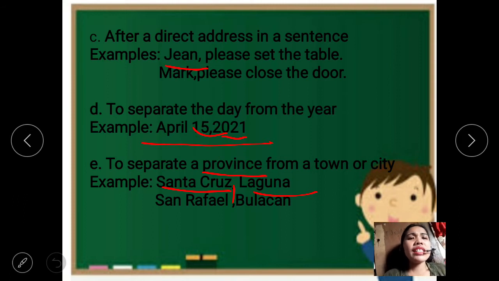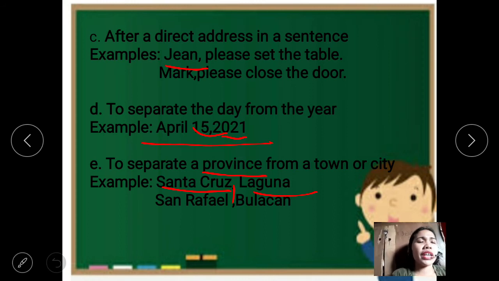Ayan. Next, to separate a province from a town or city. Okay, so para malaman kung alin po yung town, alin dun yung city, kung saang syudad siya kabilang. For example, Santa Cruz, Laguna. So after ni Santa Cruz, maglalagay tayo ng comma, then Laguna. Okay, ibig sabihin si Santa Cruz belong pa rin siya kay Laguna. Okay? So ang province niya ay Laguna.